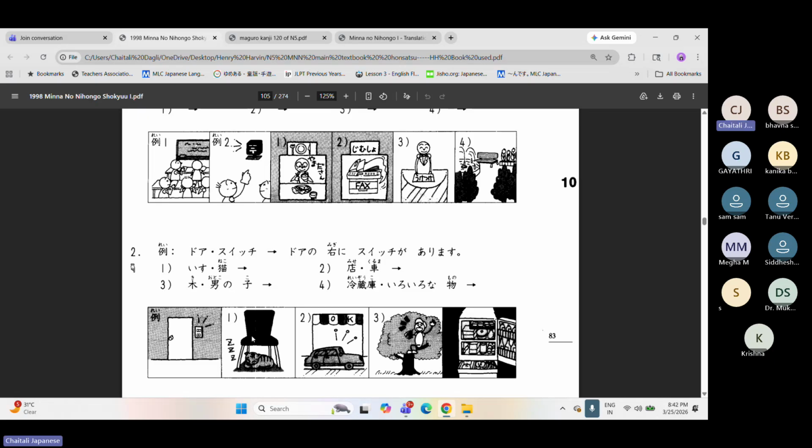The cat is under the chair, below the chair. So your answer will be: Isu no shita. Isu no shita ni neko ga imasu. Not arimasu, imasu, because a cat is a living being. Yes. Next.